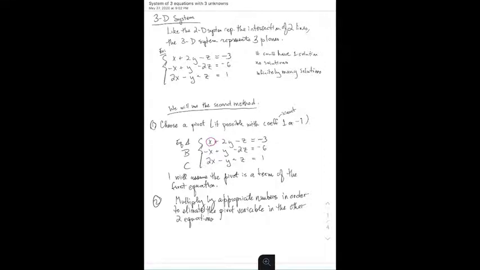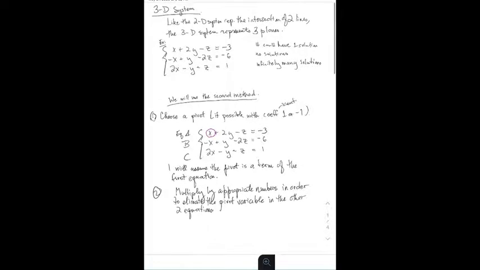Now we're going to talk about the three-dimensional system of equations. So we have three linear equations with three unknowns, x, y, and z. So the goal, just like in the two-dimensional case, is to find values for x, y, and z that you can plug in to each of these three equations to get a true statement. So a solution is a triple of numbers that you plug in for x, y, and z respectively to make the system true. So each of the three equations must be true.